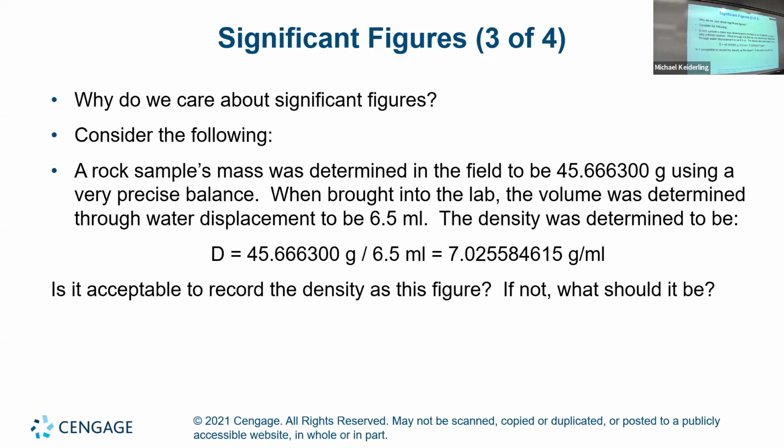So we need to round this answer to the same number of significant figures as the smallest value in the input. And that means 6.5 has 2 significant figures, so this should be rounded to 2 significant figures, which will give you 7.0 grams per milliliter. So 2 significant figures in 6.5, so you write this out as 7.0 grams per milliliter.